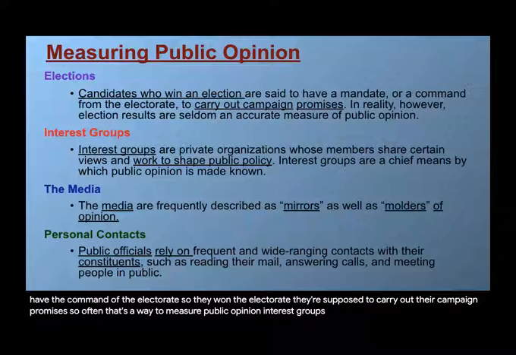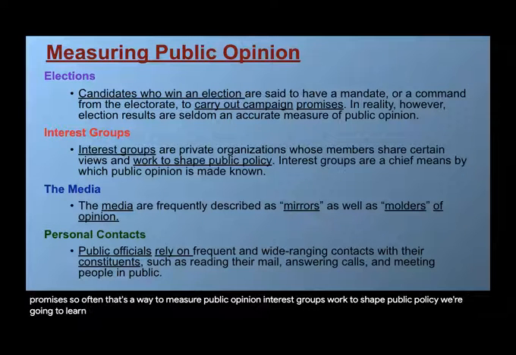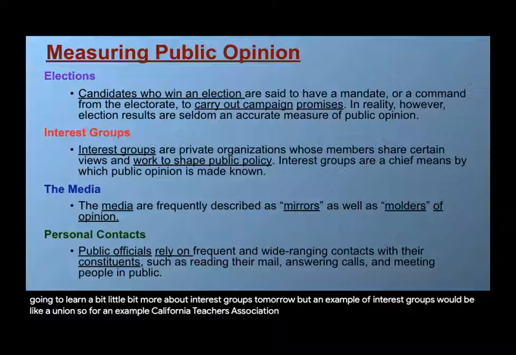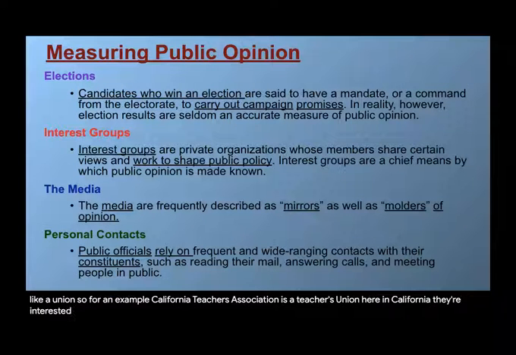Interest groups work to shape public policy. We're going to learn a little bit more about interest groups tomorrow, but an example of an interest group would be a union. For example, the California Teachers Association is a teachers union here in California. They're an interest group, so they work to shape public policy.